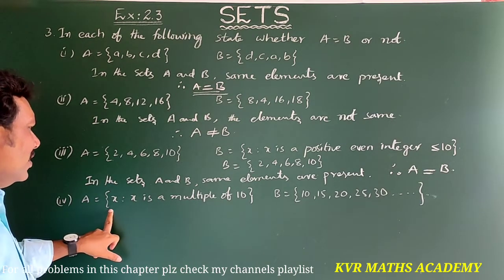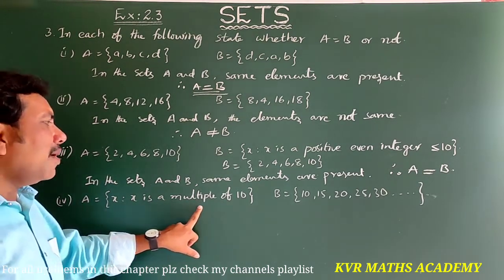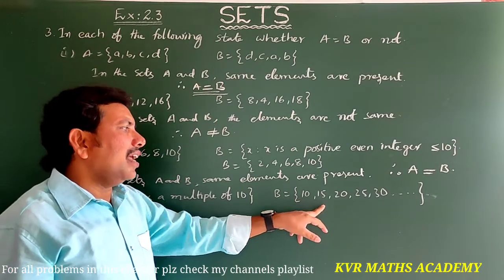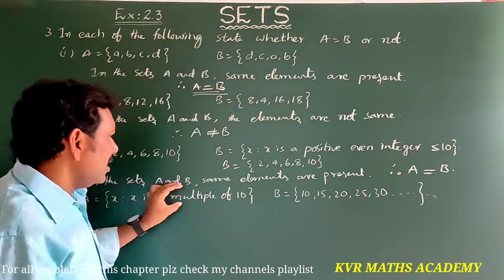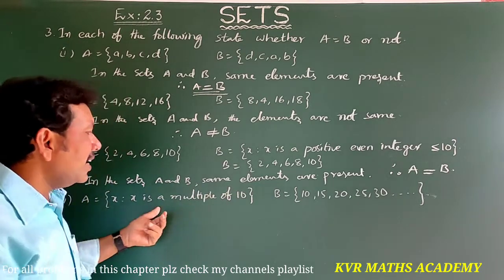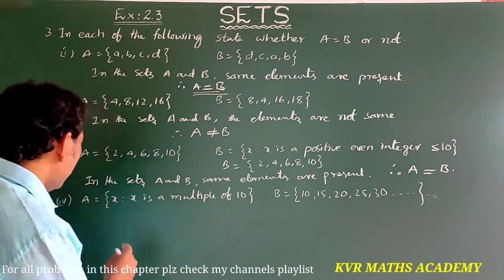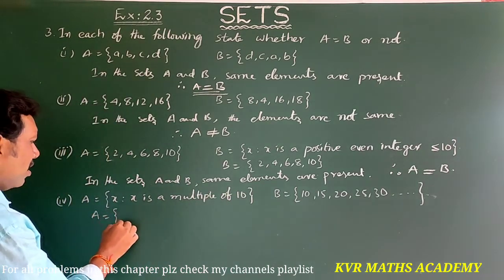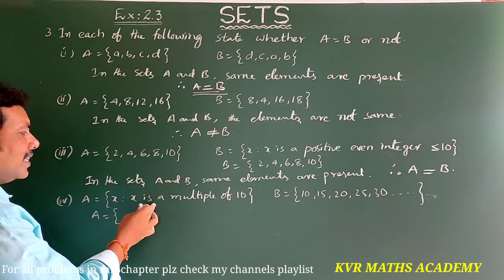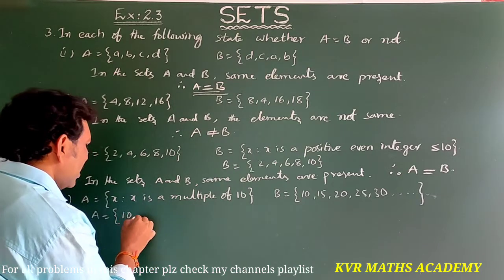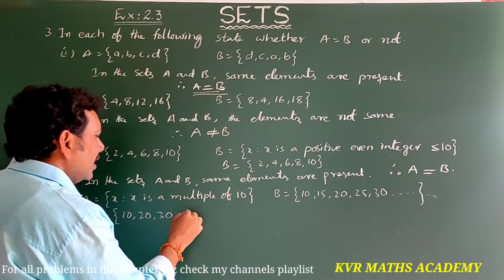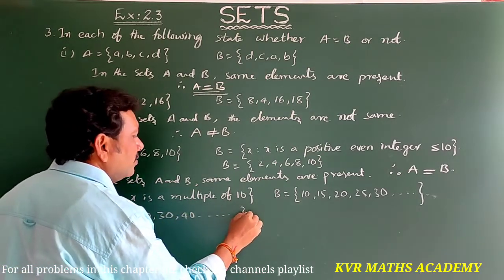So A is equal to x such that x is a multiple of 10. B is equal to 10, 15, 20, 25, 30 and so on is there. So this is in set builder form now. So first write this into roster form. So A is equal to set of x such that x is a multiple of 10. So multiples of 10 is 10, 20, 30, 40 and so on.